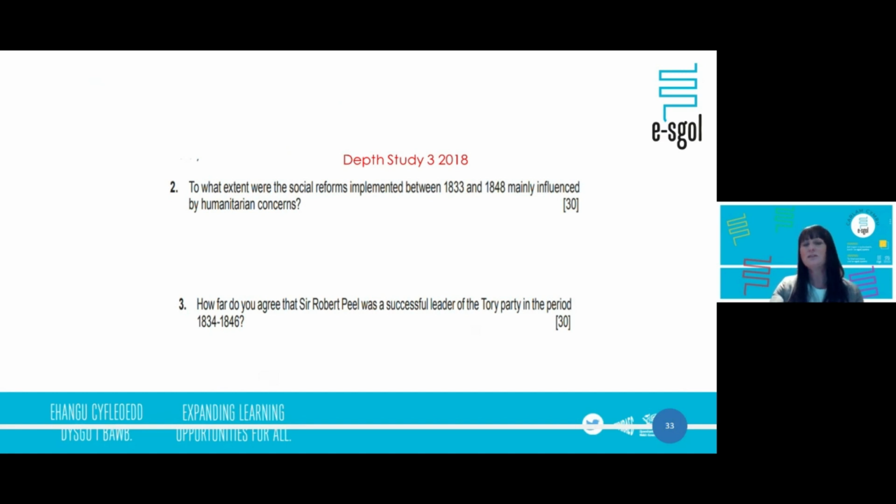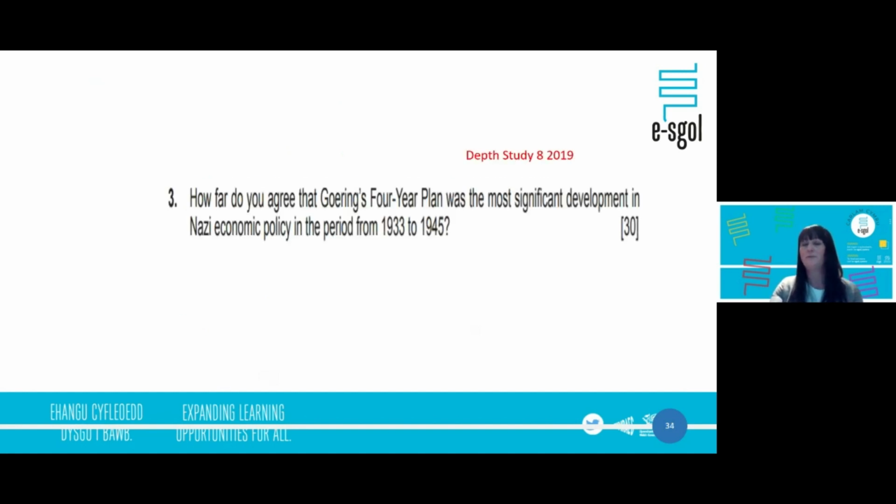How far do you agree that Sir Robert Peel was a successful leader of the Tory party in the period 1834 to 1846? We've got a Depth Study 8 here from 2019. Lots of schools, as I said at the beginning, do this particular topic area. How far do you agree that Goering's four-year plan was the most significant development in Nazi economic policy in the period 1933 to 45?